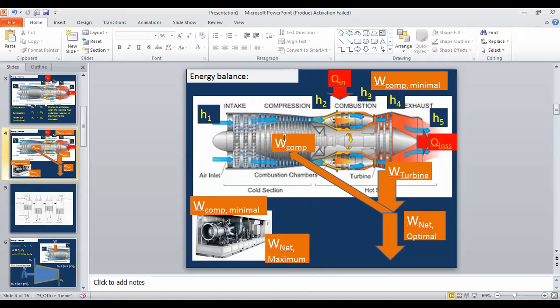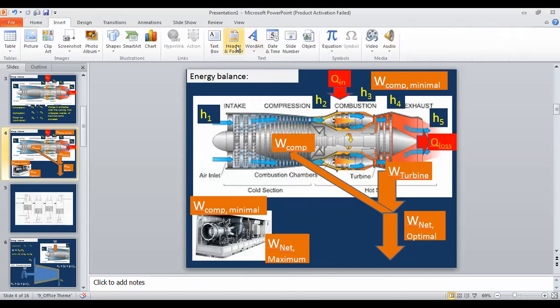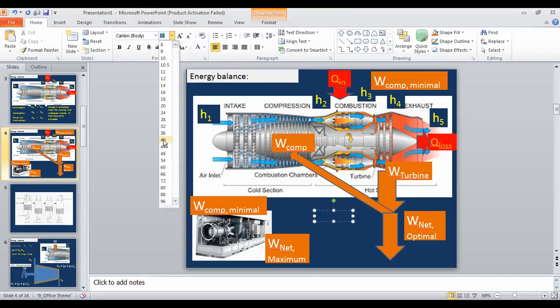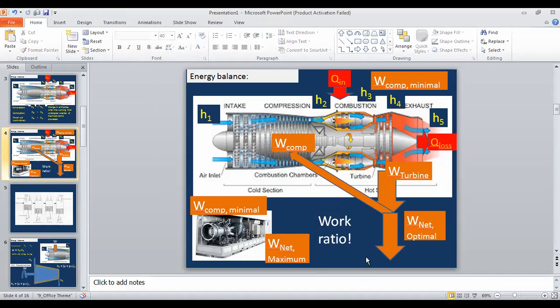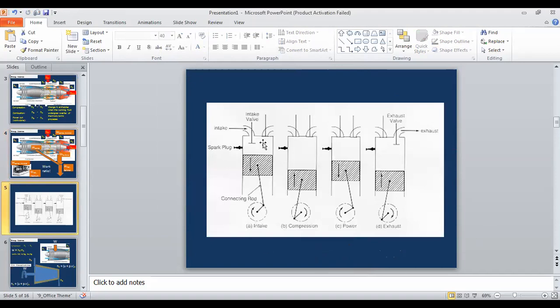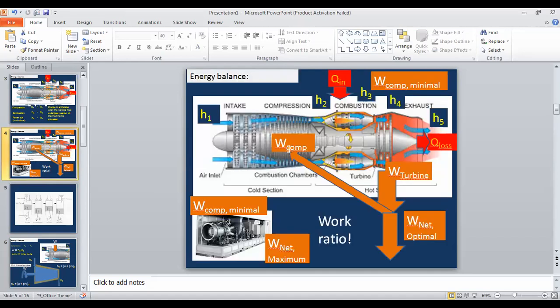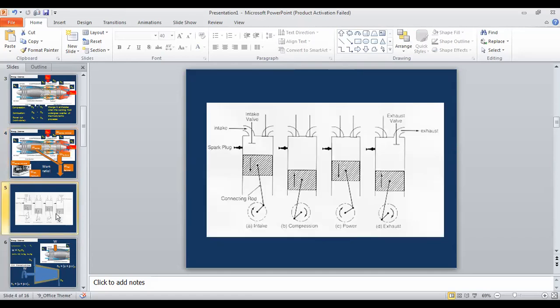Related to this, there is a terminology we call work ratio. Later we will share this one. What is work ratio? This is very important, and one is the compression work associated with this as a ratio. We can talk about this later. So the same strokes here. It's the same strokes, not to say strokes, but the same thermodynamic processes.